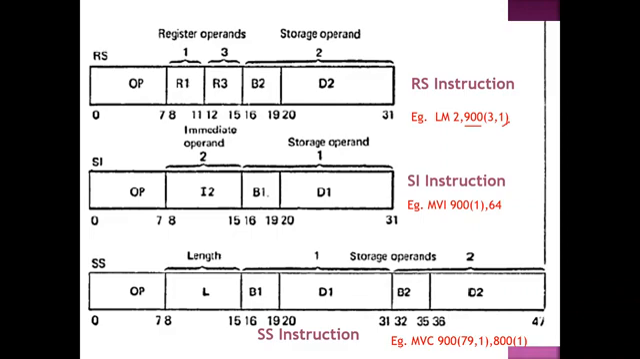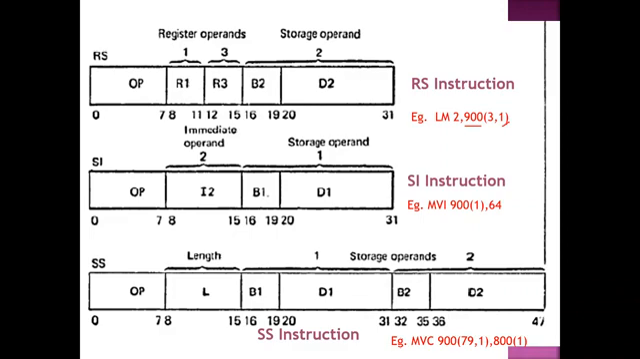Actually, the format should be 900 with 1 in the bracket. That's all the format should be, right? Because the memory location is going to be represented using the displacement and the base register. LM here means load the value present in this location 900 into two registers. Load multiple, into multiple registers. It's not the normal load which we have seen. This is load multiple.